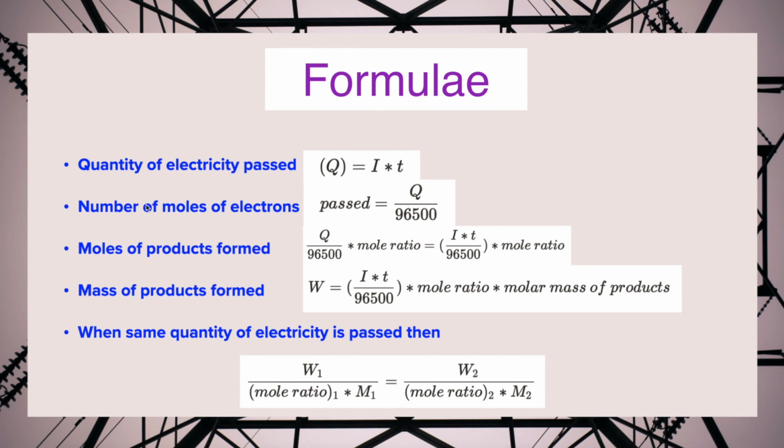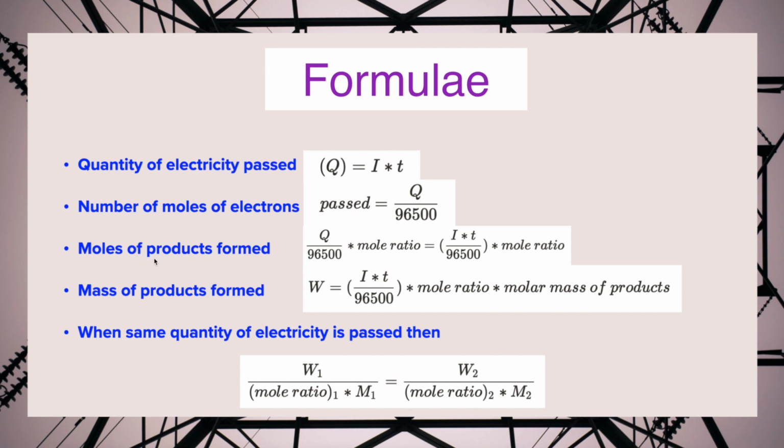The second formula you have to remember is number of moles of electrons passed through any electrolytic cell. The number of moles of electrons passed can be calculated by using the formula Q upon 96500. How does this value 96500 come? We have studied in the last video. So Q upon 96500. Again, Q is I into T. So number of moles of electrons passed can be calculated by using the formula I into T upon 96500.